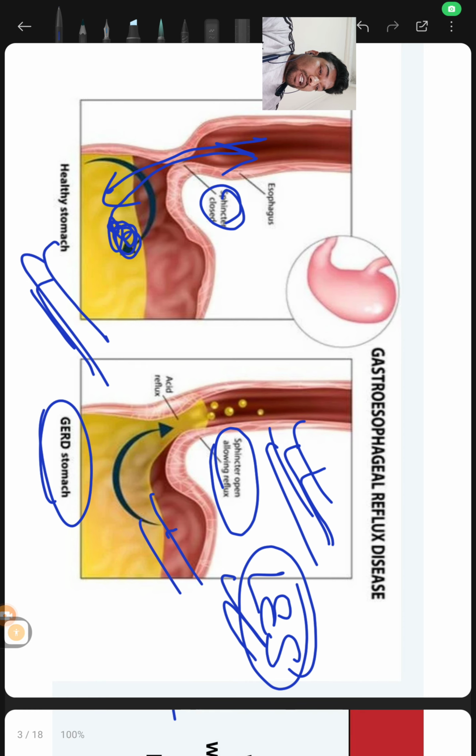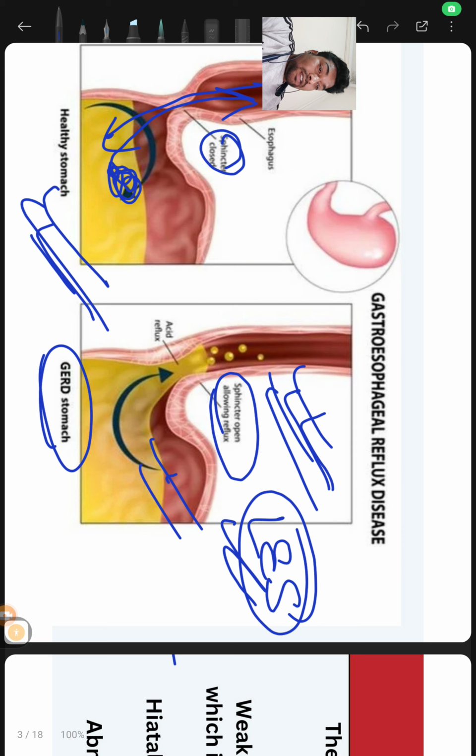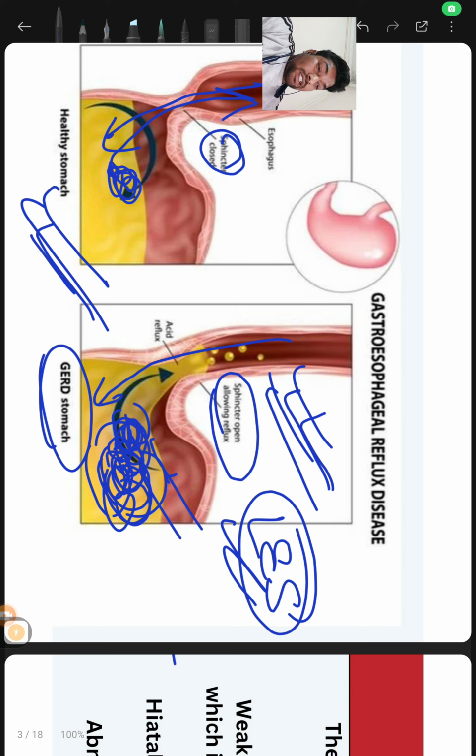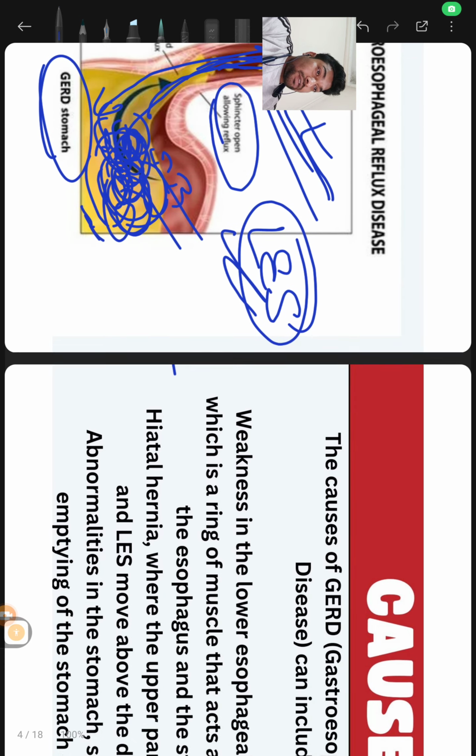Now in GERD, what happens is that when food enters through the esophagus to the stomach, and during sleep, or when the patient has taken lots of food, or food is not emptying from the stomach, the acids or food particles inside the stomach are regurgitated back into the esophagus. The acids regurgitate back into the esophagus.